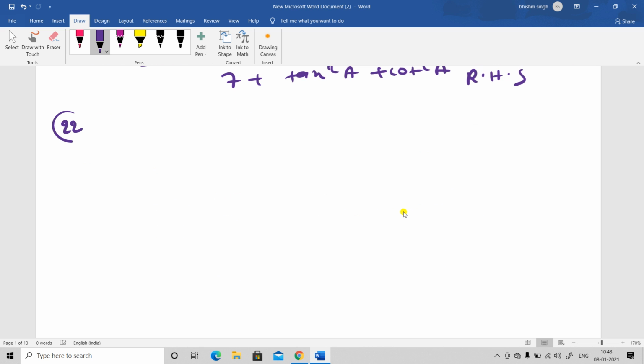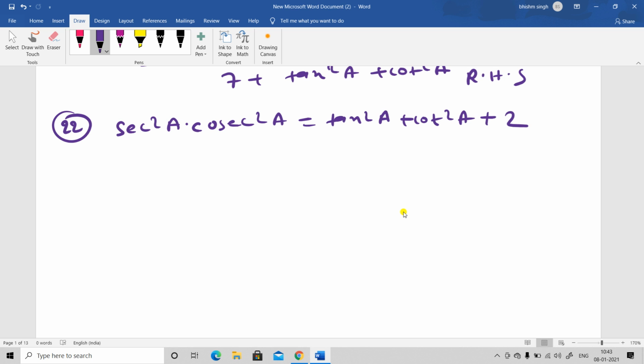What is the next question? The next question is: sec square A into cosec square A is equal to tan square A plus cot square A plus 2. See everyone, sec and tan have a relation, and cosec and cot have a relation. You know this formula: sec square A minus tan square A is equal to 1. So I can write sec square A as 1 plus tan square A, and cosec square A as 1 plus cot square A. I can write like this.